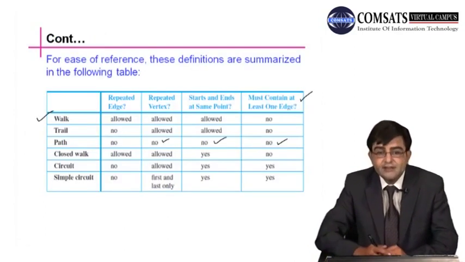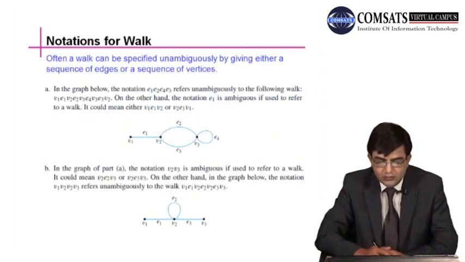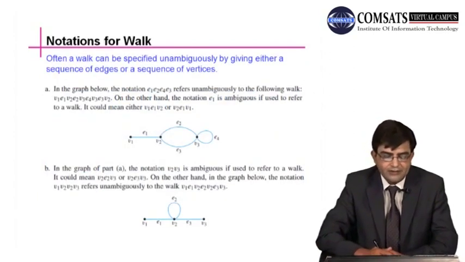And the last definition, simple circuit. Repeated edge is not allowed because it must be a circuit first, and then we shall see whether it is a simple circuit or not. For repeated vertices, only the first and last are allowed, other vertices must not be repeated. Starting and ending point must be the same and it must contain at least one edge, because it must first be a circuit and then we shall see whether it is a simple circuit or not. Now we see all these definitions with the help of examples.